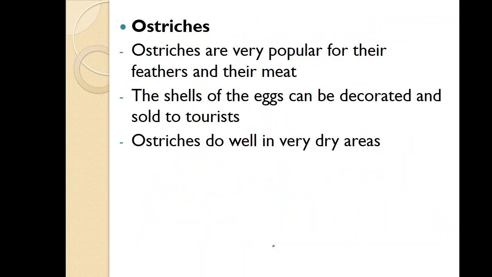Okay. Ostriches. Ostriches are also types of poultry. Ostriches are very popular for their feathers and their meat. And the shells of the eggs of the ostriches can be decorated to make ornaments, which are mostly sold to the tourists, but other people also do buy. And ostriches do well in very dry areas.